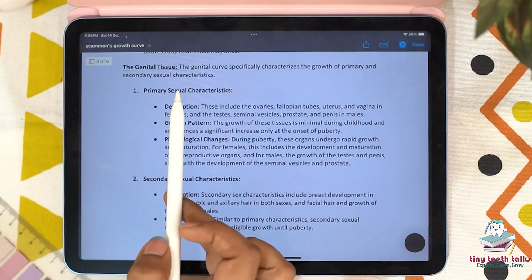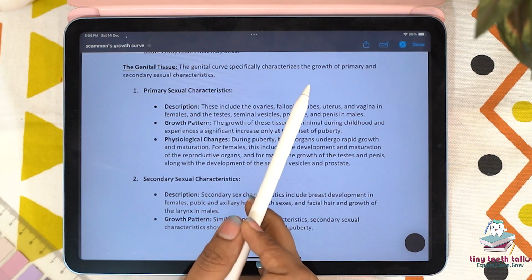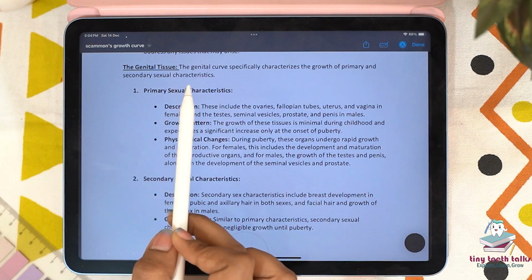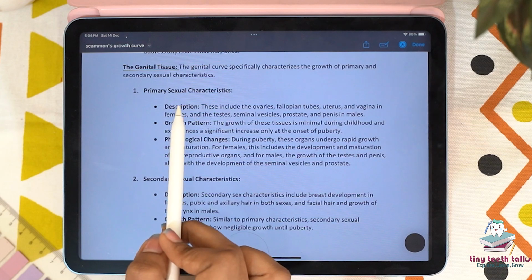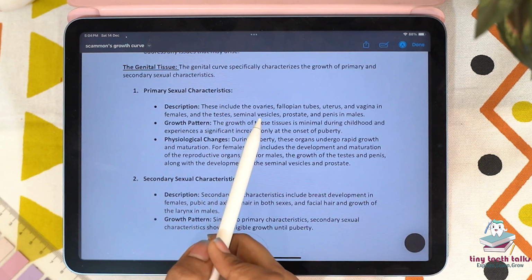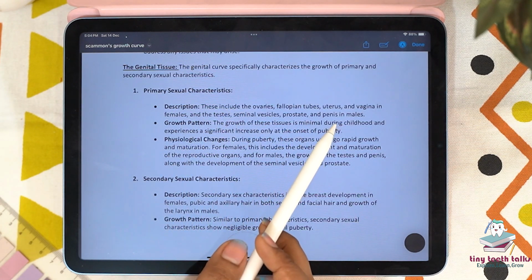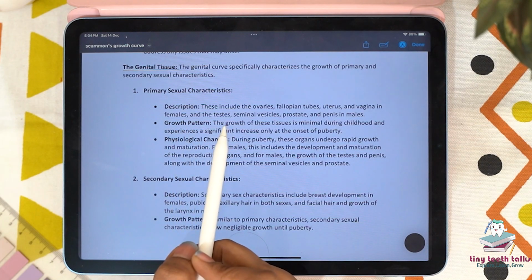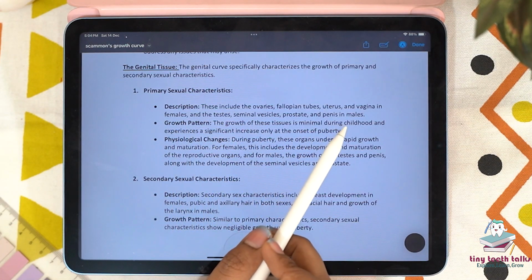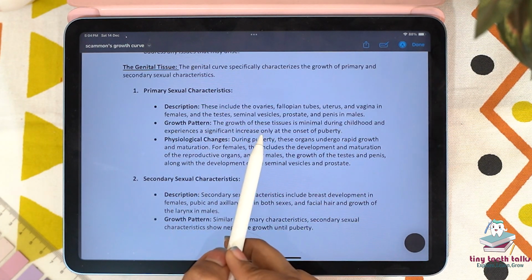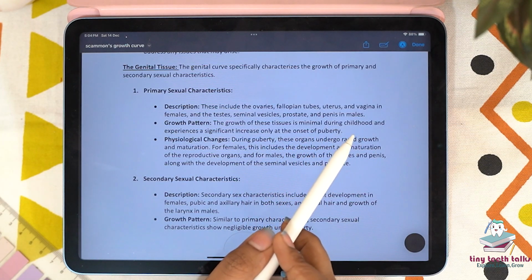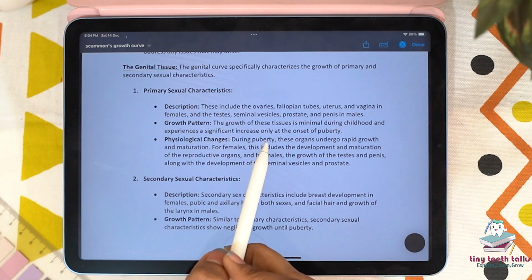Coming to the genital tissue. The genital curve specifically characterizes the growth of primary and secondary sexual characteristics. First is primary sexual characteristics. These include the ovaries, fallopian tubes, uterus and vagina in the females, and the testes, seminal vesicles, prostate and penis in males. Growth pattern. The growth of this tissue is minimal during childhood and experiences a significant increase only at the onset of puberty.